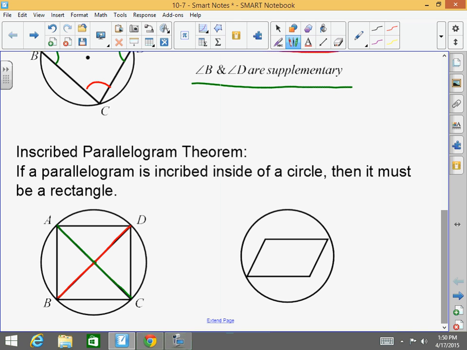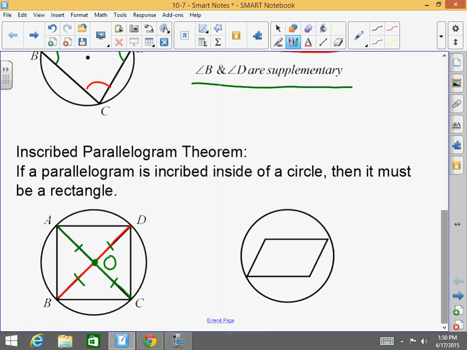In this particular circle, let's call it circle O, always in the center. Therefore, OA is congruent to OC, which is congruent to OB, which is congruent to OD. They're all radii, so they have to be congruent. Don't the diagonals of a parallelogram bisect each other? Yes, very good. So therefore, this must be a rectangle.